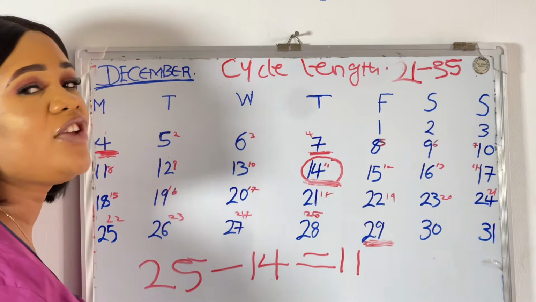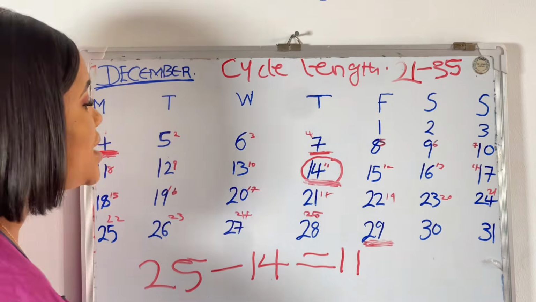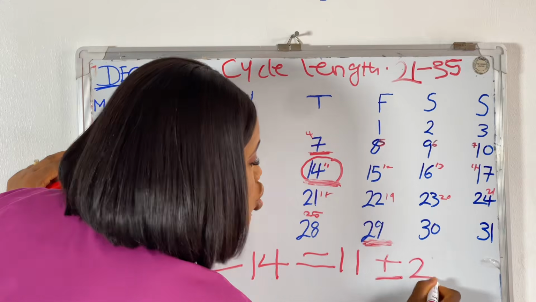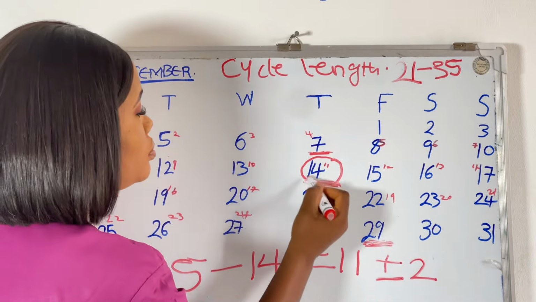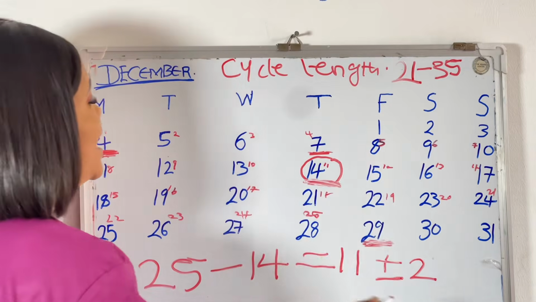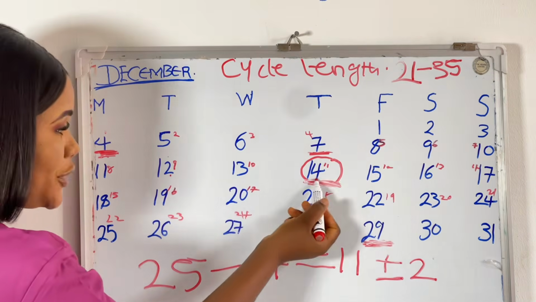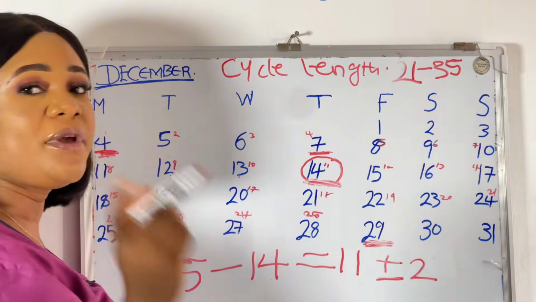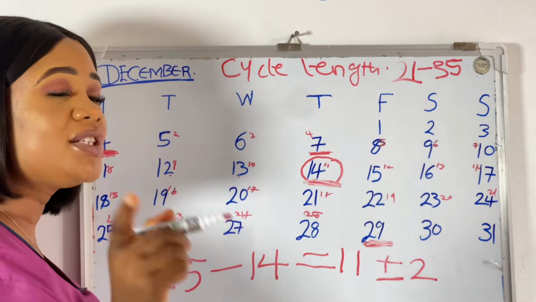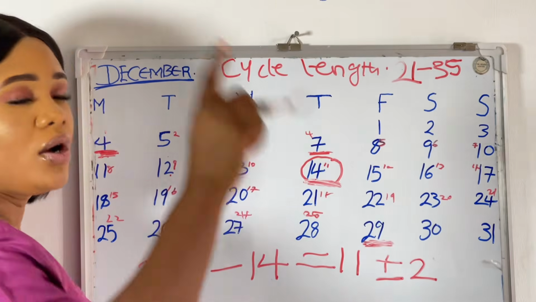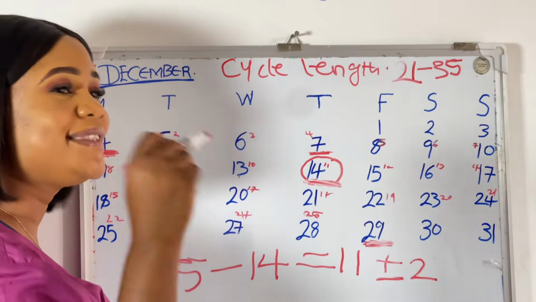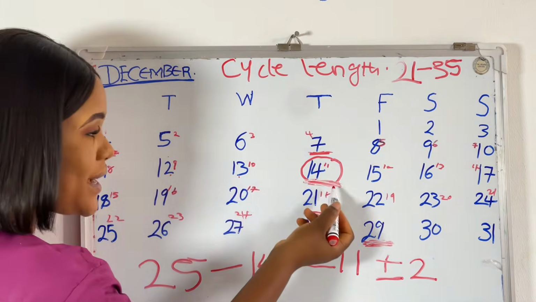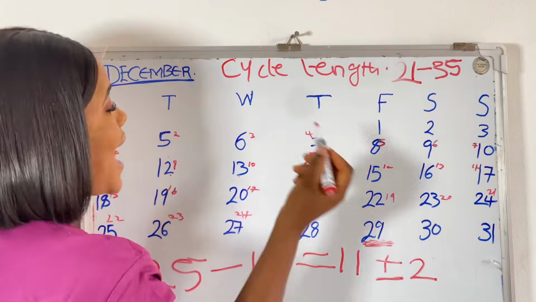Now, as a lady, if I'm trying to conceive, we do this thing of plus 2, minus 2. Meaning that if my ovulation day is the 14th, and I have sex on the 12th, I can get pregnant. If I have sex on the 13th, I can get pregnant. Remember I said that the male sperm has the ability to remain in the female reproductive tract for at least 3 days or even 5 days.